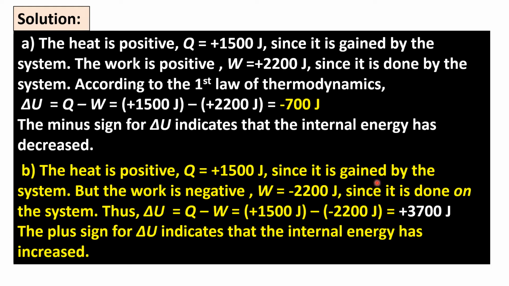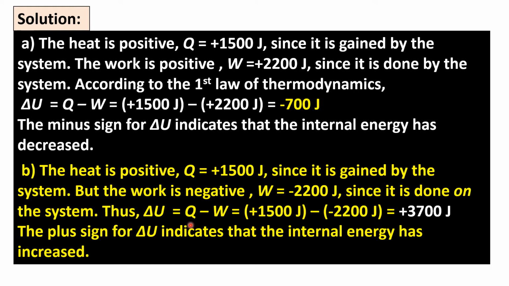In letter B, the same amount of heat is absorbed by the system, positive 1,500 joules. But instead of work done by the system, this time it is the surrounding doing the work, a work that is of the same magnitude as the one earlier given in letter A. The surrounding is the one doing 2,200 joules of work. Hence, our label for W is negative 2,200 joules, again because this work is done on the system by the surrounding.